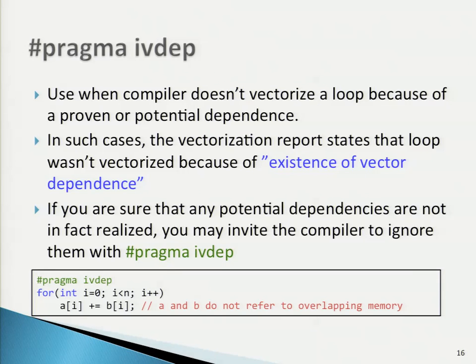So for example, here's a loop, and by pasting the pragma IVDEP here, we're telling the compiler that the memory regions pointed to by A and B do not overlap, so there's no problem in vectorizing. Another way of doing this is to declare A and B as restrict pointers in C and C++.